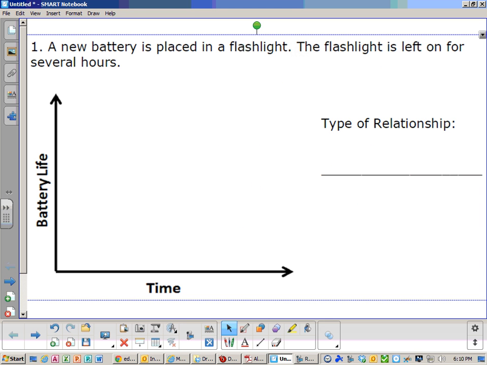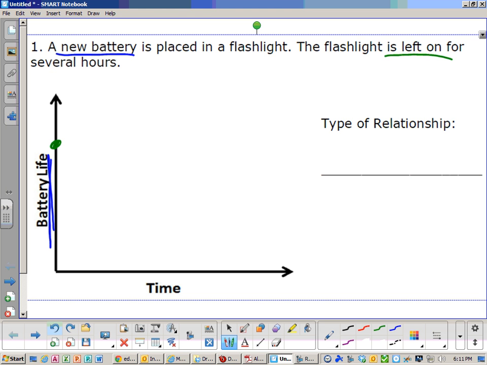Look at your very first problem. A new battery is placed in a flashlight. The flashlight is left on for several hours. Well, according to this, the y-axis, that's battery life, right? So you're starting off with a full new battery. That means your battery life should be high, at full, at some number high. It could be anywhere around here, really, but as long as it's just up there, it doesn't matter. But then you leave it on, right, for several hours.